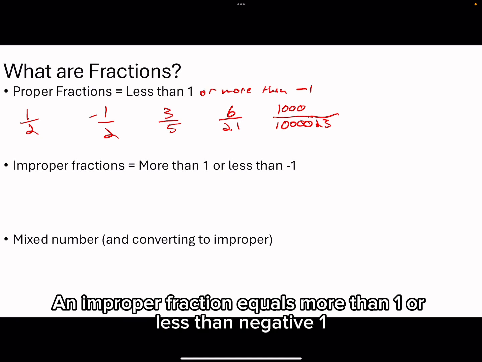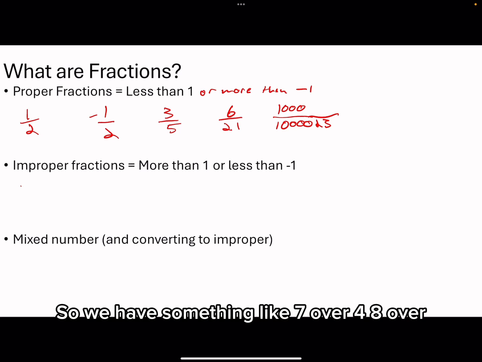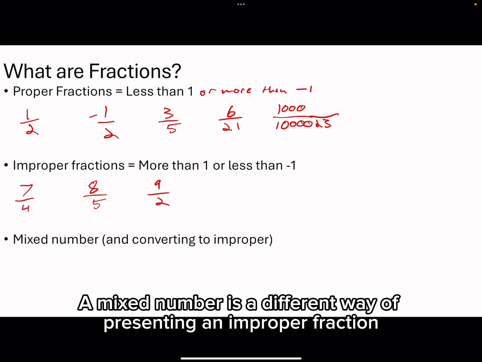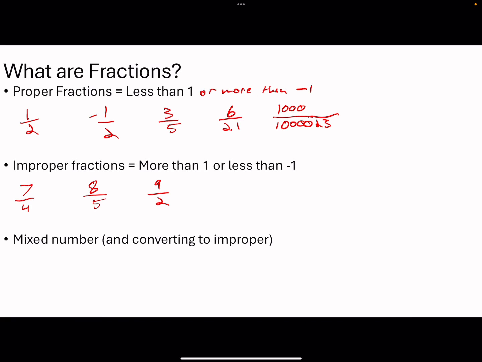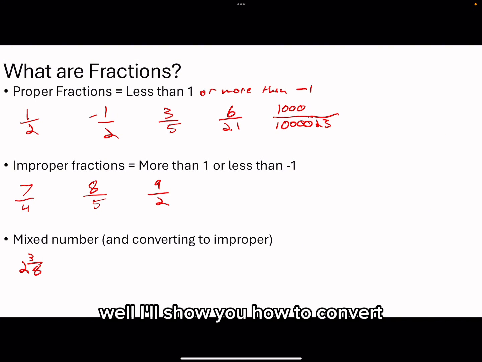An improper fraction equals more than 1 or less than -1, and it's where the numerator is larger than the denominator. So we have something like 7/4, 8/5, 9/2, anything like that. A mixed number is a different way of presenting an improper fraction. So if we have something like 2 3/8, I'll show you how to convert.